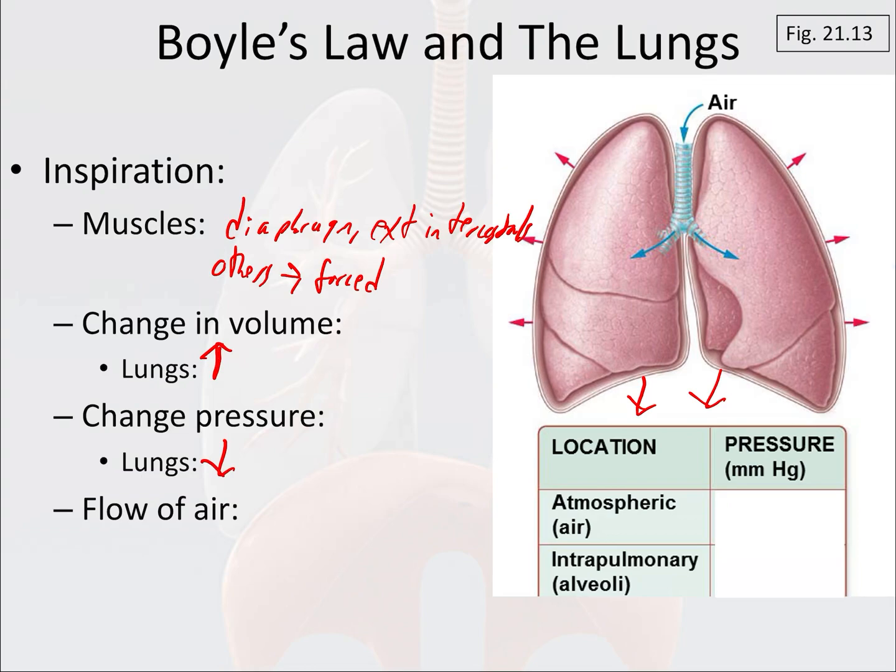Okay, so now we see a decrease in pressure, and so we can look at our pressures over here. Atmospheric pressure is still 760, but now we have a lower pressure in the lungs, right? So air is going to move from high pressure to low pressure, so air is going to flow into the lungs. Right, and that's really the point of those inspiratory muscles, is to increase volume so we decrease pressure.